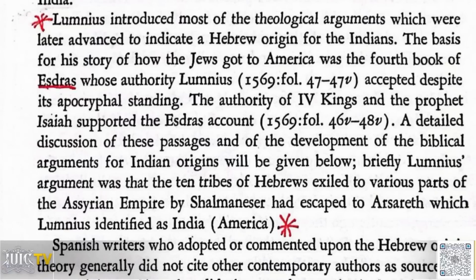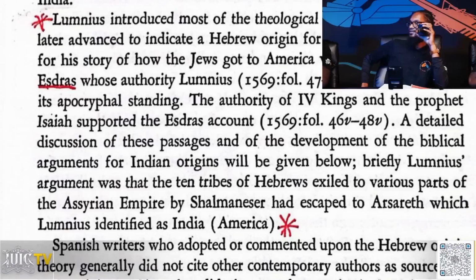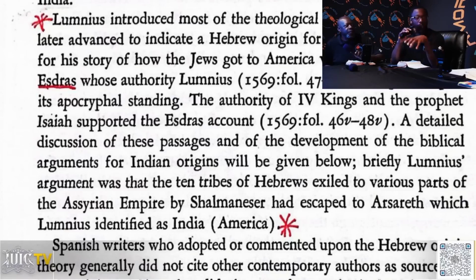The basis for his story of how the Jews got to America was the 4th book of Ezra, whose authority Luminous accepted despite its apocryphal standing. Right. You know, apocryphal means something that ain't true. But they're trying to correlate it with the apocrypha, the lost books, right? But they do that.